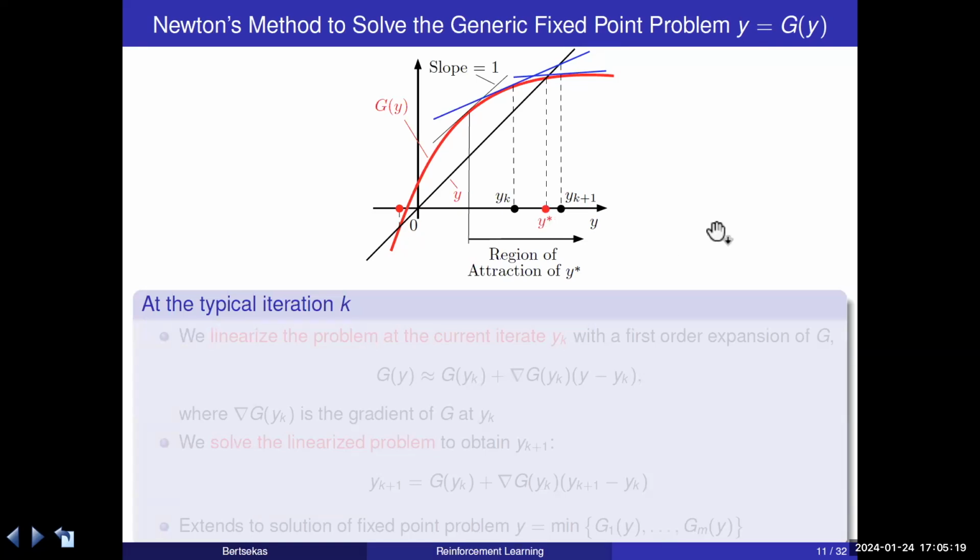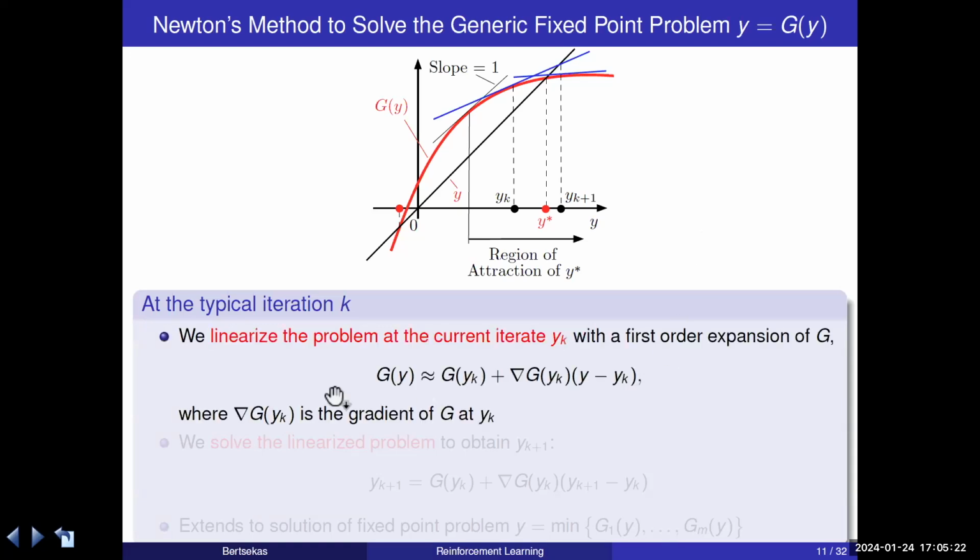And let's see how Newton's method works. It's an iterative method. And at the kth iterate, the current iterate, it linearizes the problem with a first order expansion of G, a first order Taylor series expansion. So at this point, we linearize this G, okay? And the slope of this is just the gradient of G at yk, right?